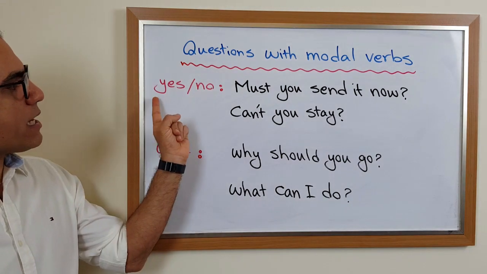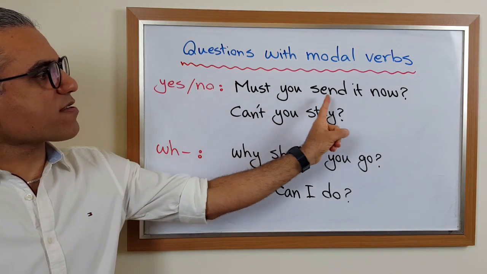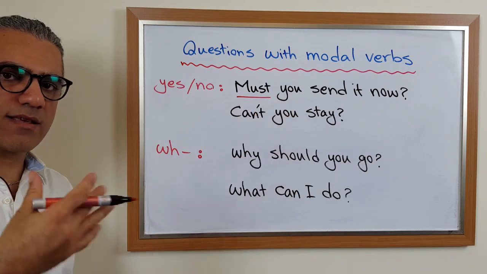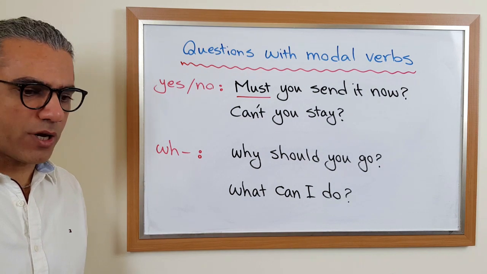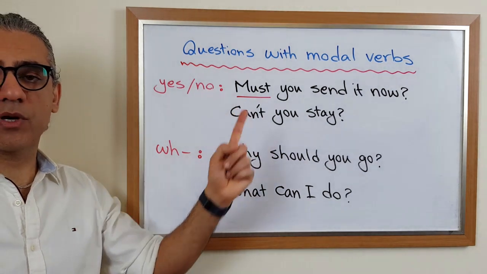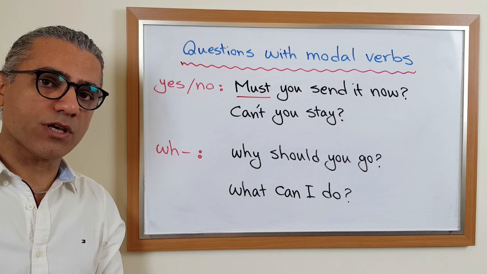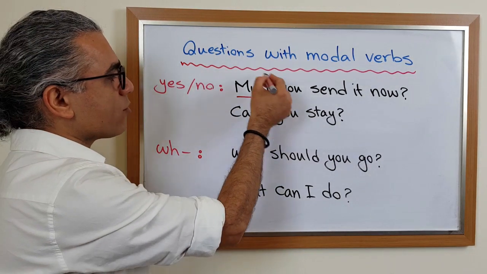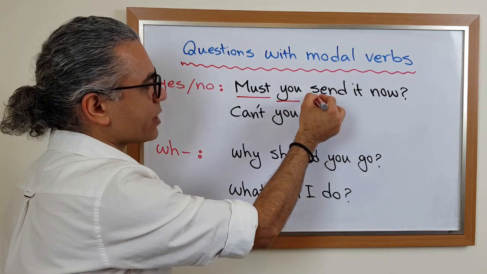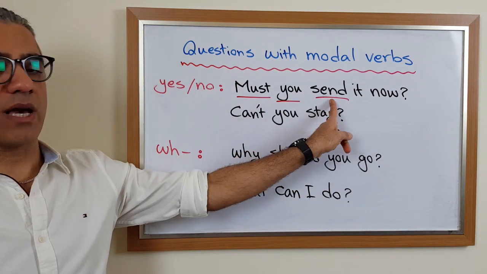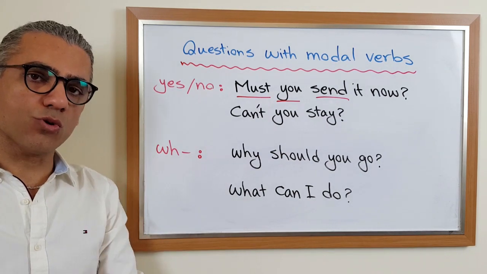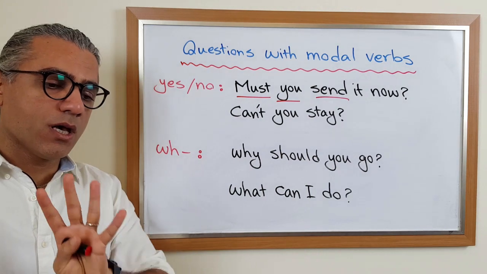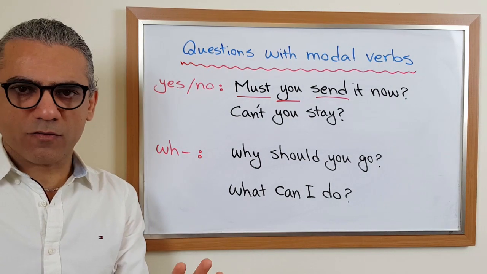For example, yes or no question, must you send it now? As you can see, this is a yes or no question. Instead of an auxiliary verb for any tense, we use the modal verbs, because again, referring to our previous video, all modal verbs are auxiliary verbs. Must you, again, auxiliary verb or modal verb, subject, and then the main verb in base form. When you use a modal verb as your auxiliary verb, your main verb is always in base form, no exception.